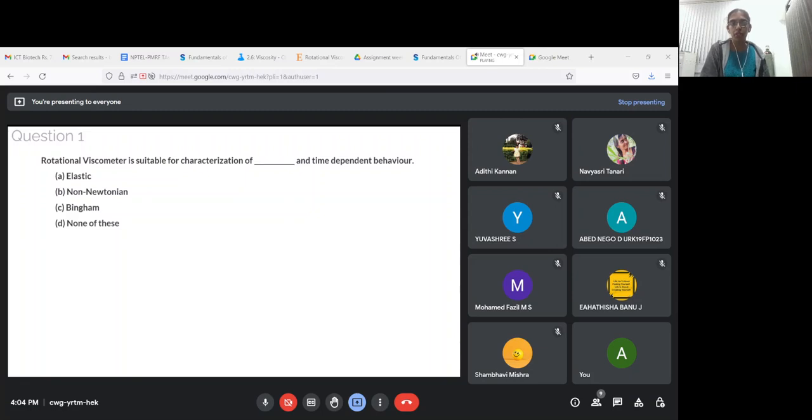What is a rotational viscometer? Anybody knows that? Methods of viscometer. Yeah, that is one type of viscometer. So what is the feature of that rotational viscometer? Do you guys know what are the parts that make up the rotational viscometer, or what is happening in a rotational viscometer?